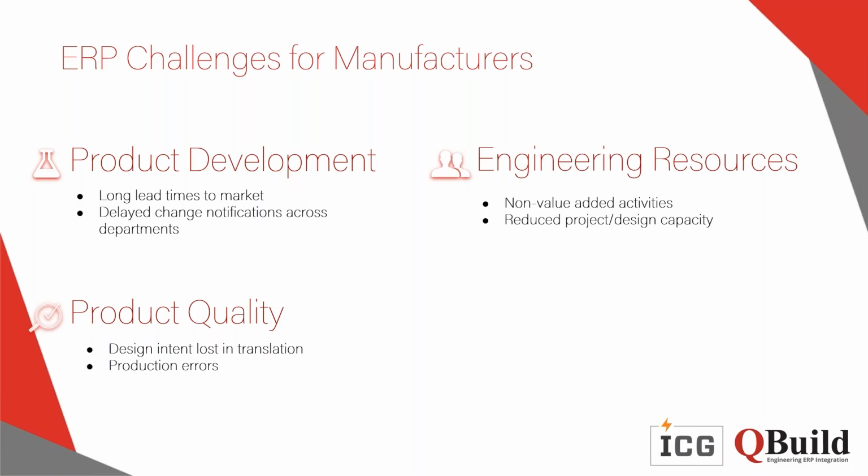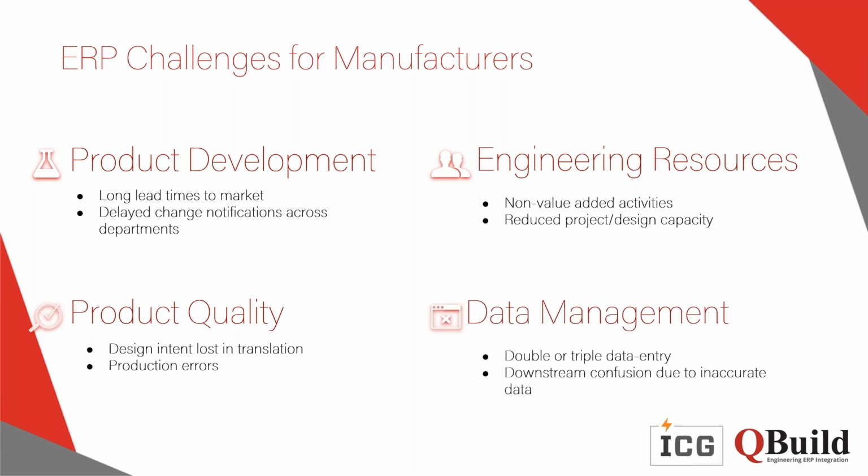Next is engineering resources. Without having an integration solution like CADLink or having that connection, we see a lot of times where manufacturers use up their engineering resources unnecessarily for this work. So having them spend their time on non-value added activities such as manual data entry to input those BOMs and items into FortShift from their CAD systems, which ultimately leads to reduced project and design capacity for the engineering team and overall lower efficiency for the company.